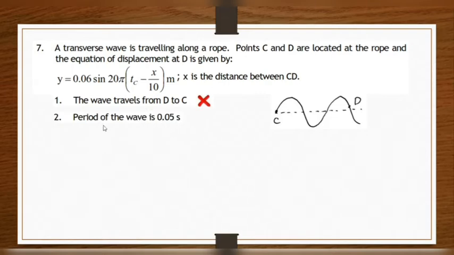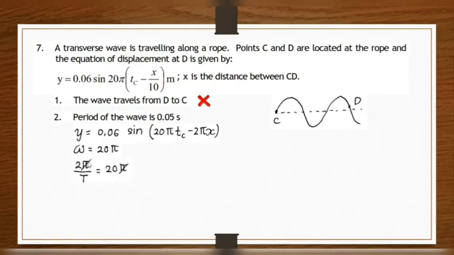We want to find the period, so let's change this equation into 0.06 times the sine of (20 pi multiplied by t minus 20 pi multiplied by x over 10). So this is 2 pi x, and omega is 20 pi. So omega is 2 pi over T equals 20 pi. So T is 0.1 second. So this statement is also incorrect.